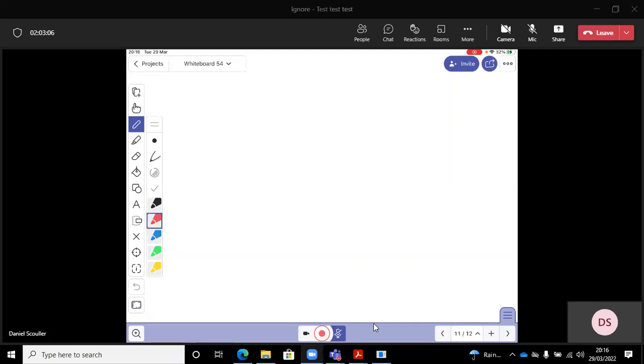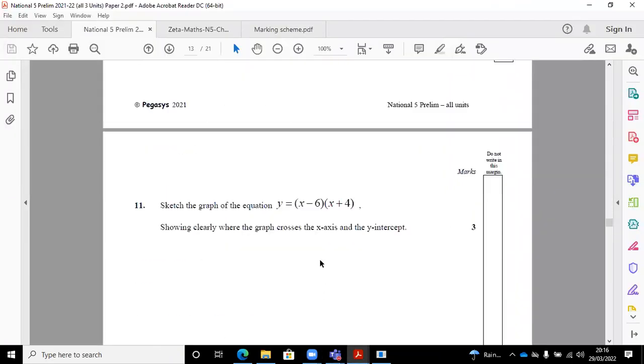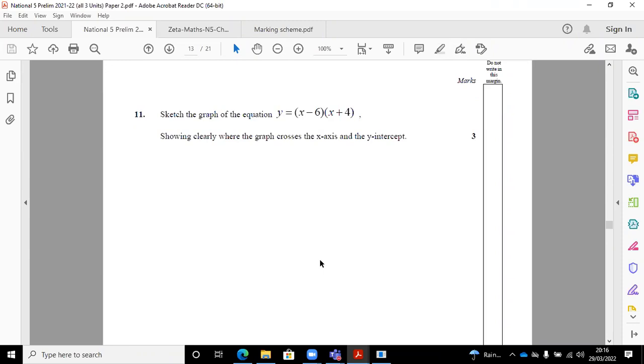Right, question 11. Sketch the graph. It's what we've been doing the last 2 weeks. You should be doing this. Sketch the graph, and then you're given a quadratic in its factorised form. If you broke that bracket up and multiplied it out, you would be left with a quadratic, x squared, and so on.